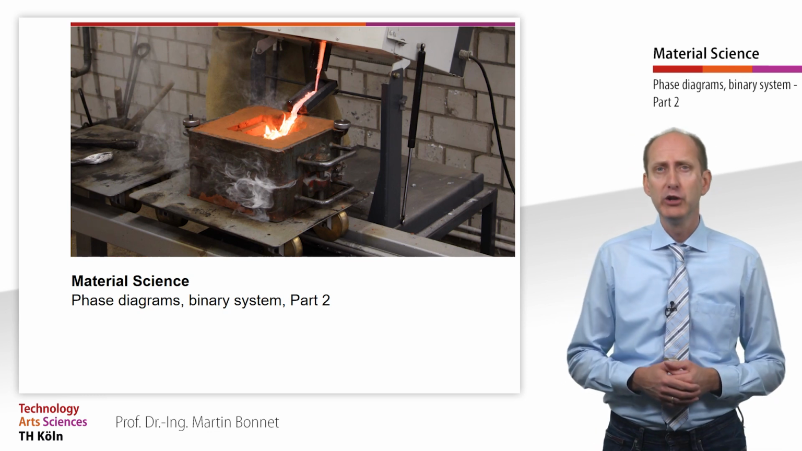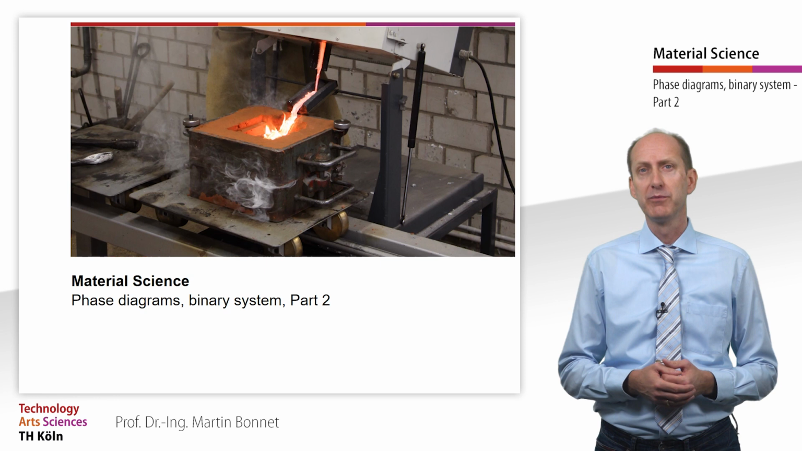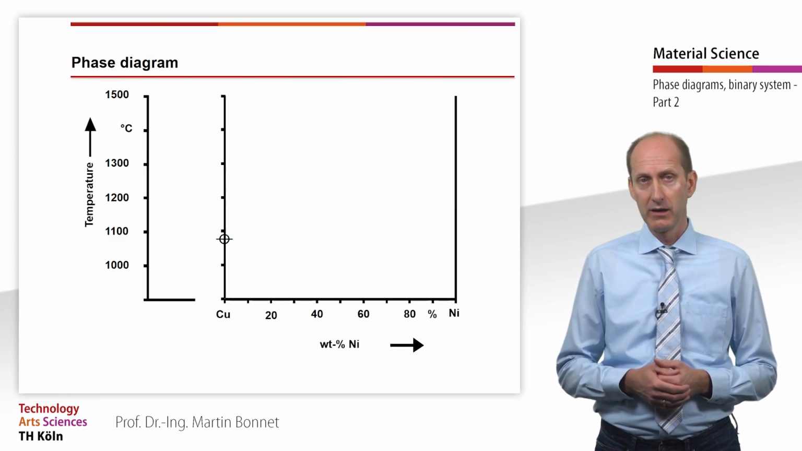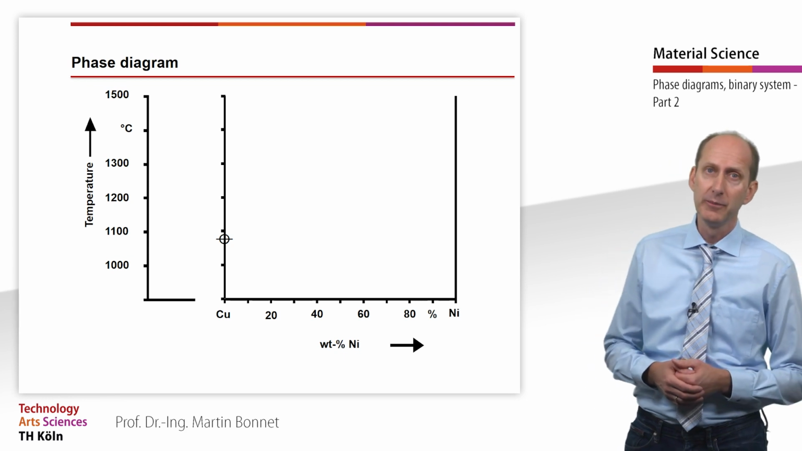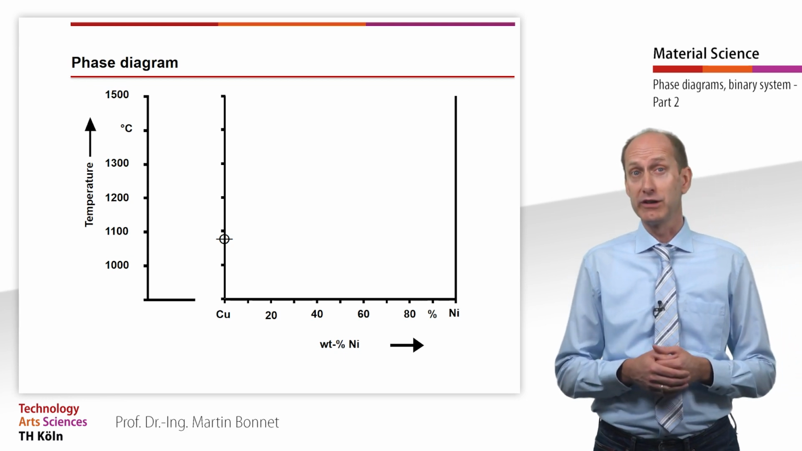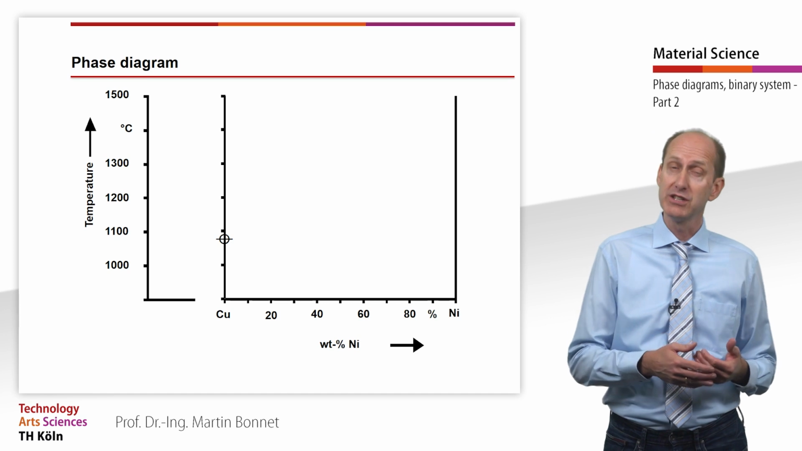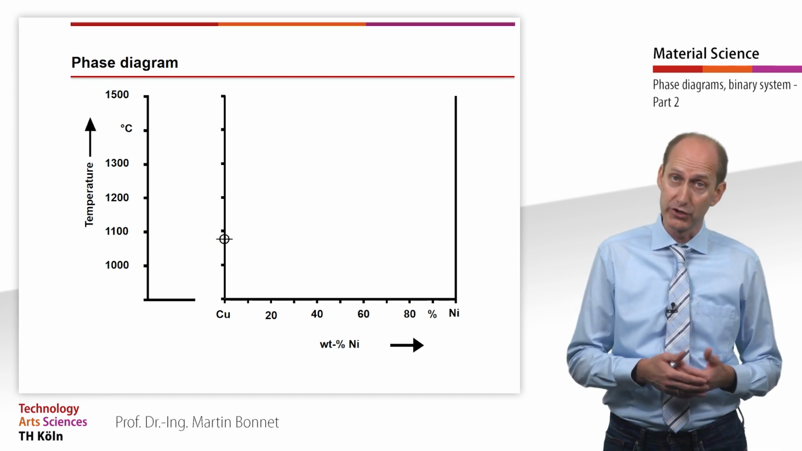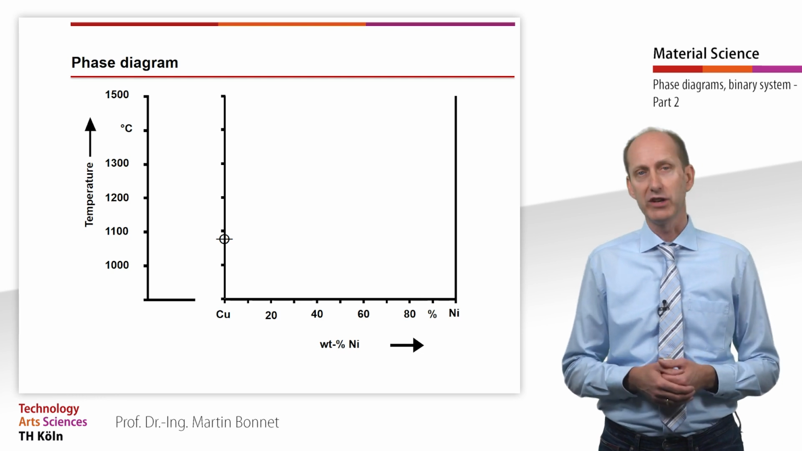In this video, you will learn all about phase diagrams, how to read them, and what can be derived from them. As already mentioned in the last video, the phase diagram is a visualization of the phase transformations of alloys as a function of the state variables temperature T and concentration C.